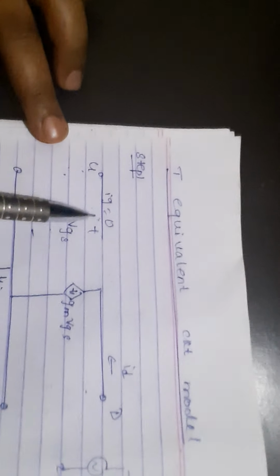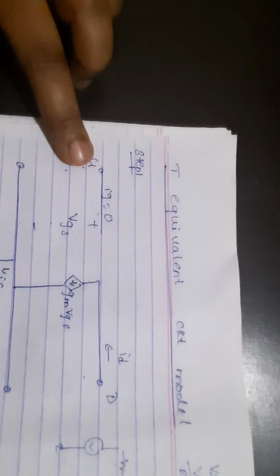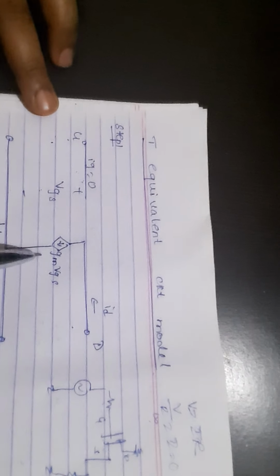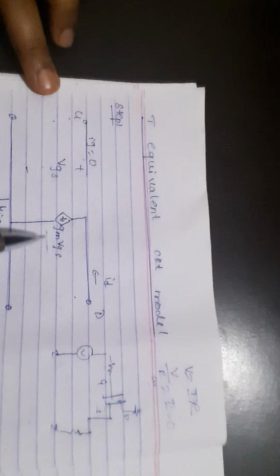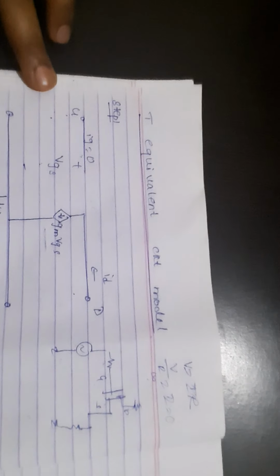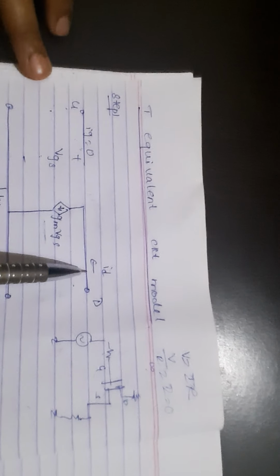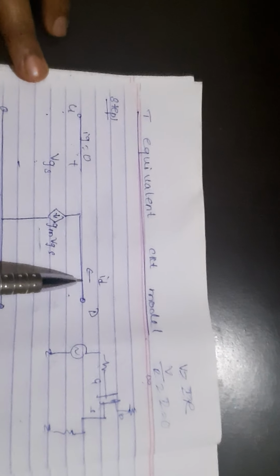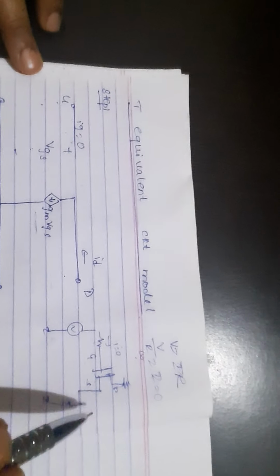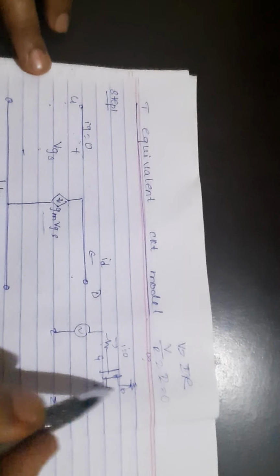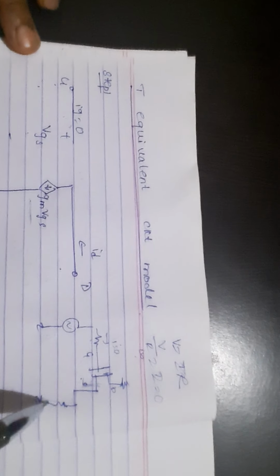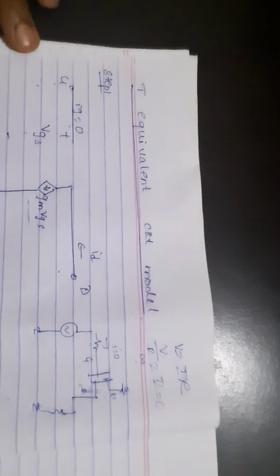This is the gate, it is 0, and between gate and source we have VGS, and we know that Gm × VGS is the current between drain and source. Is is the current at this point, Ig is the current at this point, Id is the current at this point. Here the current is 0, and between drain and source we have the current Gm × VGS, and this is the Is current, drawn like this.